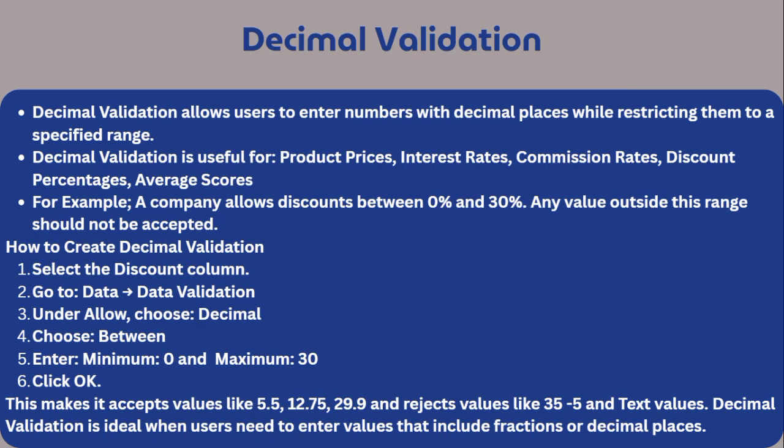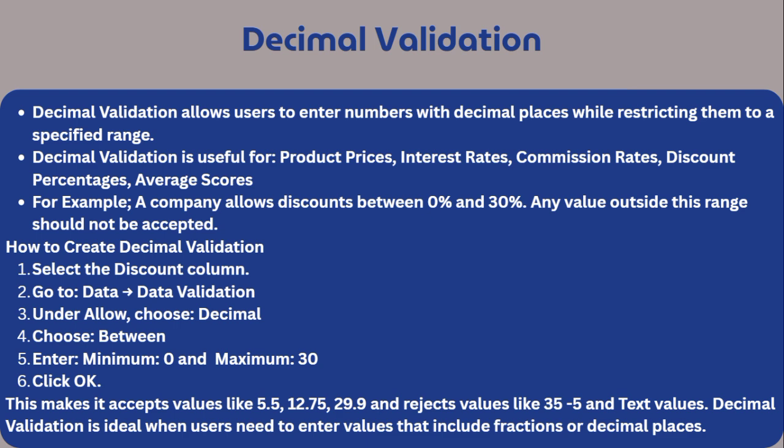Another is decimal validation. We notice that in decimal validation, we tell Excel to accept a certain range of values, so everything within that range can be used. For example, a company allows discounts between 0% and 30%, so someone can have a 23.4% discount. If we tell data validation that it should only accept a minimum of 0 and a maximum of 30, and we click OK, it accepts values like 5.5, 12.75, 29.9, and rejects other values like 35, -5, and so on.